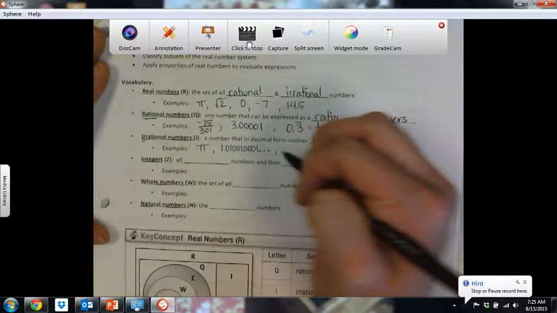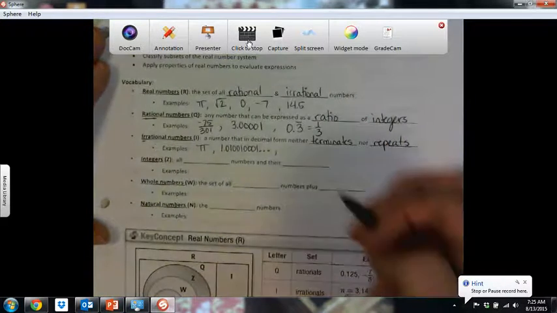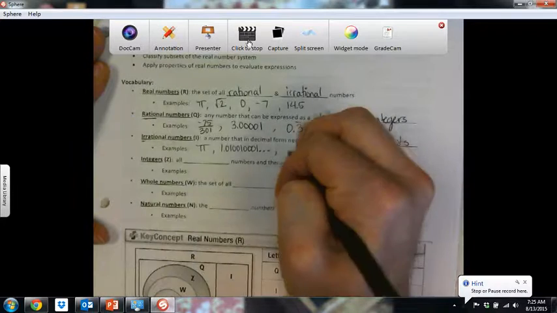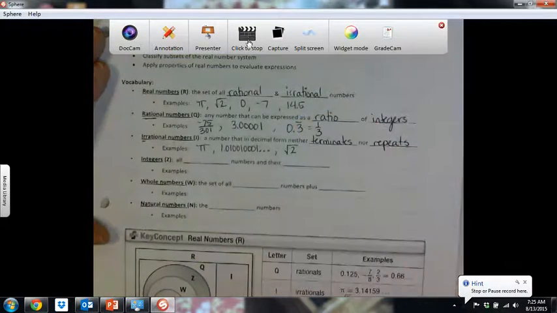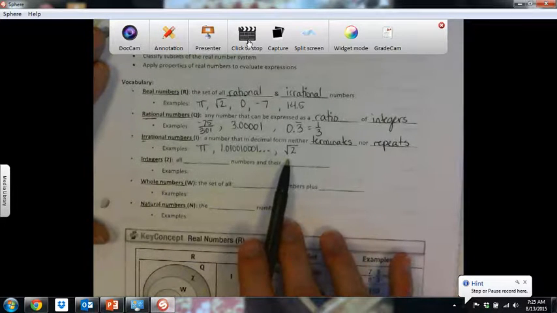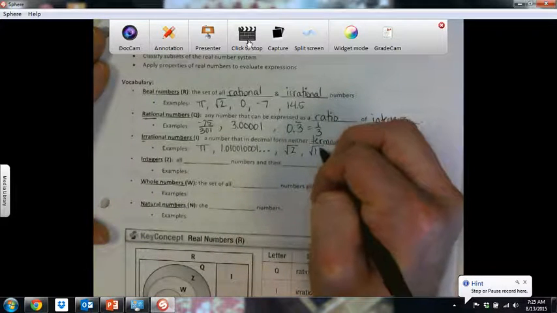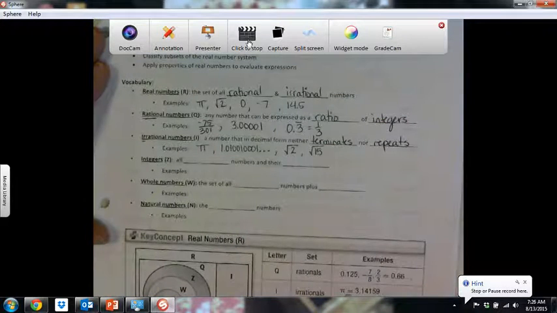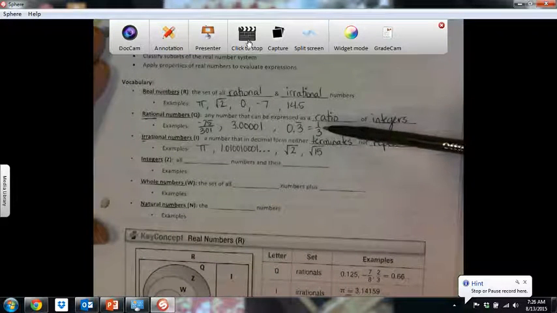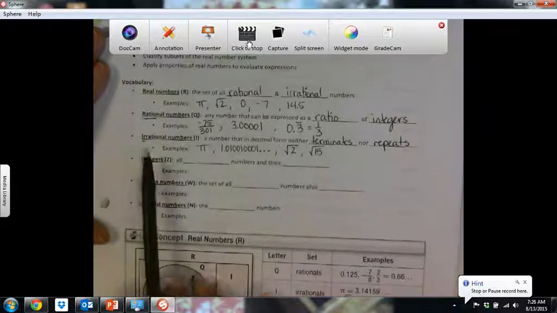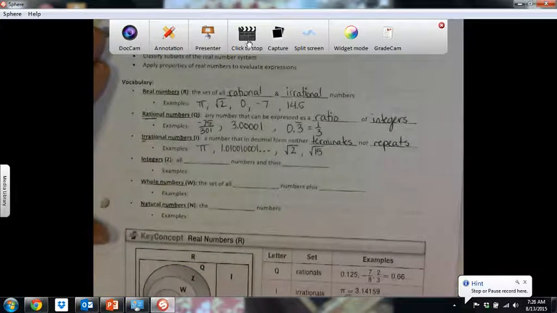Other things that are irrational that you may not be as familiar with are square roots that don't work out evenly. So something like the square root of 2. If I were to put the square root of 2 in my calculator, it doesn't work out evenly, and so that number technically is irrational. Another example might be the square root of 15. It doesn't work out evenly. So anything for our purposes that is not a rational number, that can't be written as a decimal or as a ratio of integers, is an irrational number.